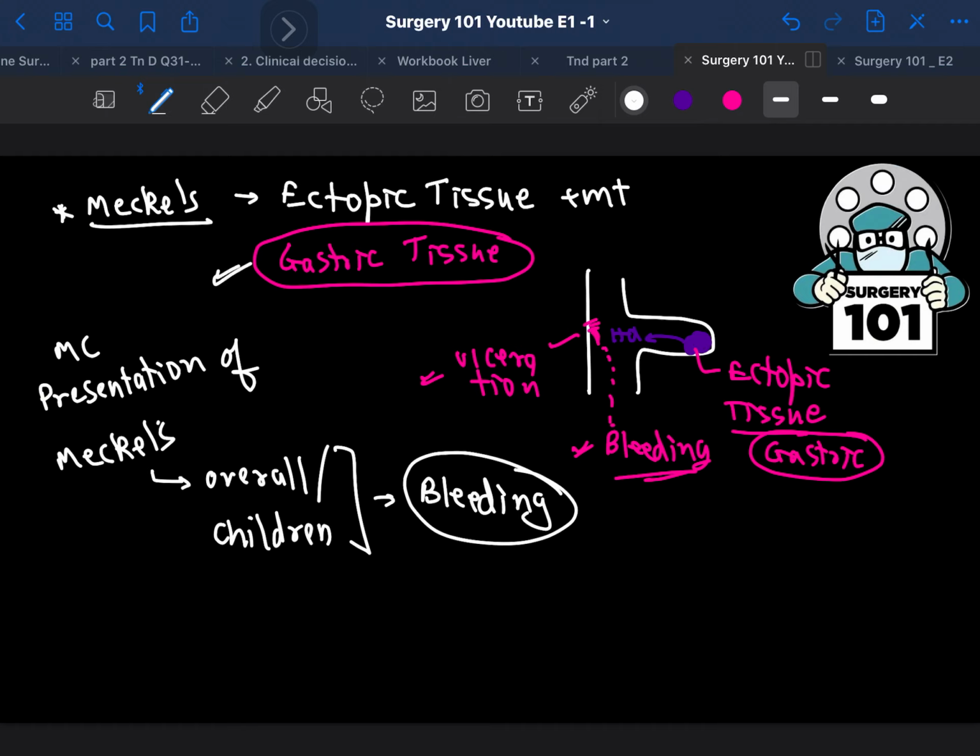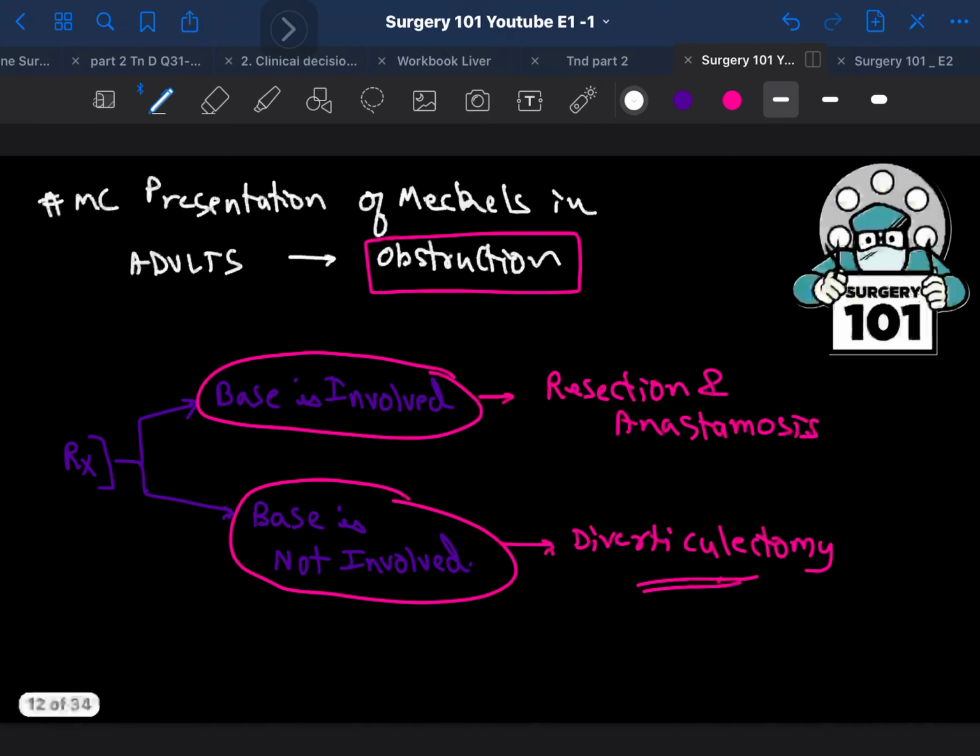If there is a gastric ectopic tissue rest present, HCl can be secreted. HCl can act on the wall adjacent to it. It can lead to ulceration, leading to bleeding. This is how the patient presents to you. So if they ask you what is the most common presentation overall, or the most common presentation in children, definitely the answer is bleeding. But if they ask you what is the most common presentation of Meckel's in adults, the answer is obstruction. Now for the management, if the base is involved, you go in for a resection and anastomosis.